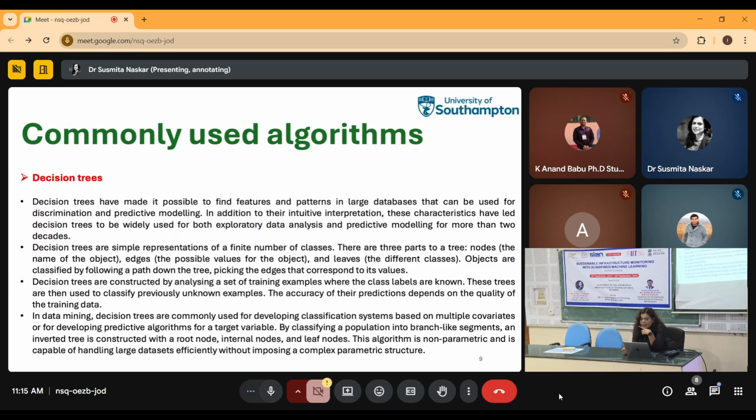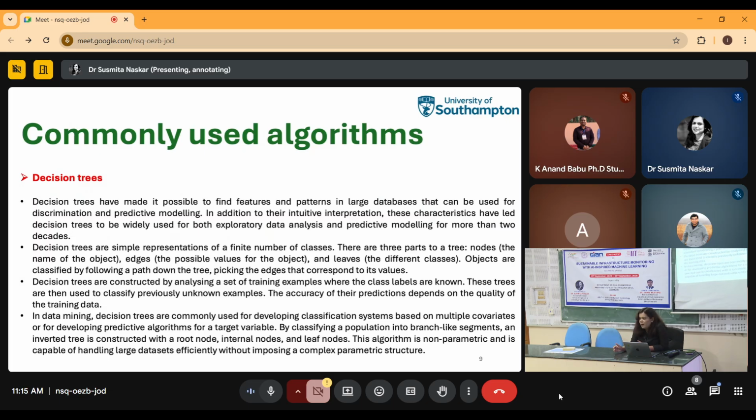These models are built by analyzing a training data set, so we need to train on data where the class labels are known. Once the training is done, these trees can classify previously unseen examples as well. The accuracy of these predictions is really good. However, it depends on the quality of the training data. The way you train your model is very important, especially in the case of decision trees.